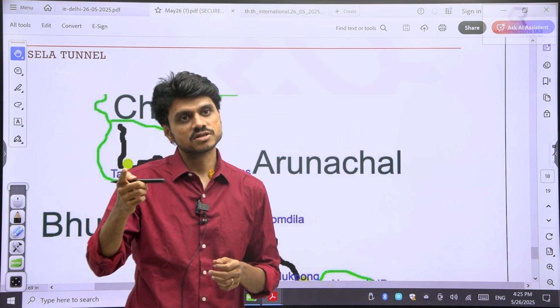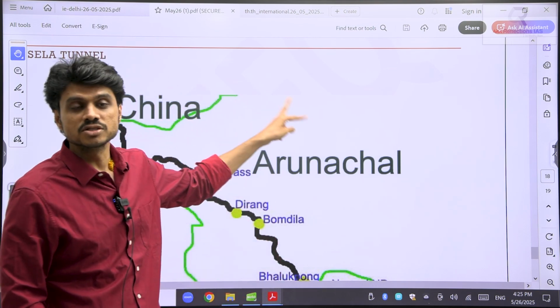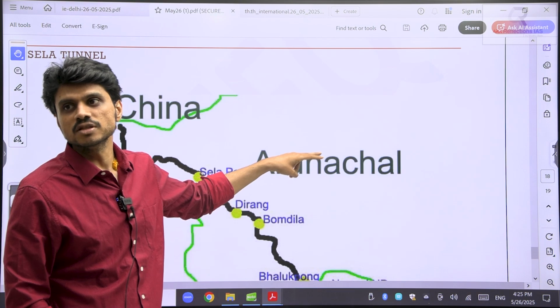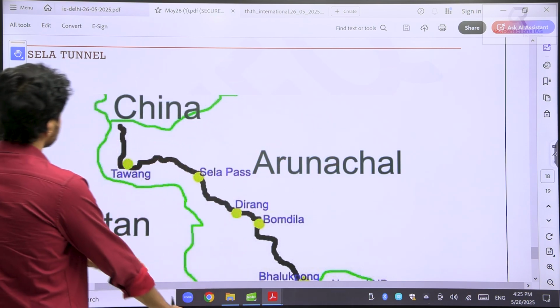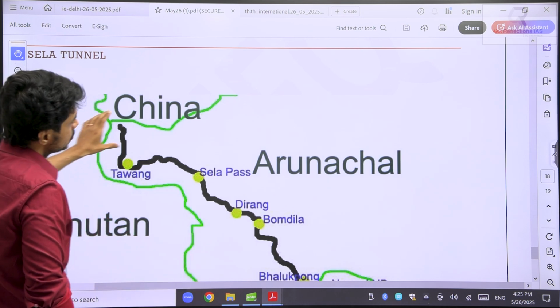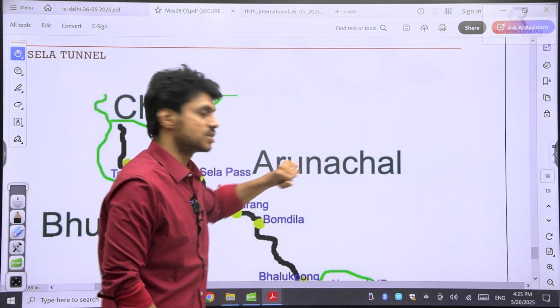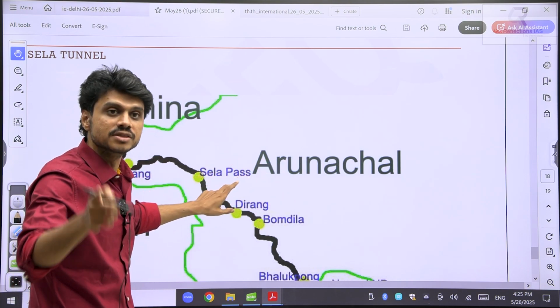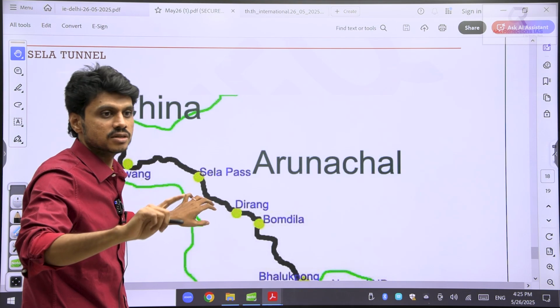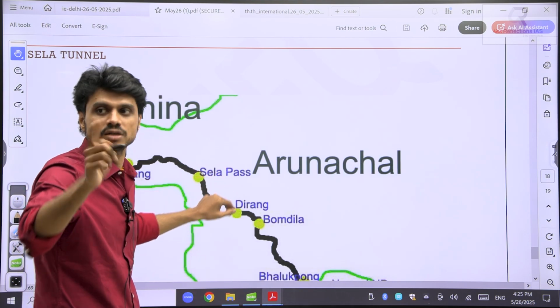There is a difference. The Line of Actual Control is between India and China, and the Line of Control is between India and Pakistan. So we are also developing infrastructure projects. This is one such project. Now, Sela Pass, or Sela Tunnel, they may definitely ask about it. In this pass, we are developing the tunnel.